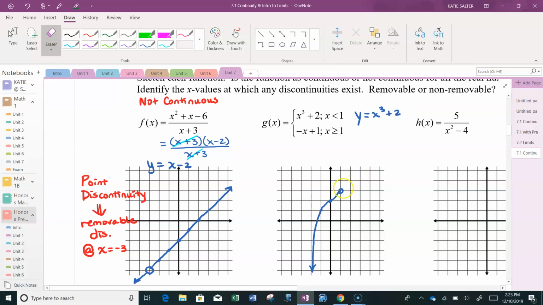So when x is equal to 1, we're going to put an open hole because we only want to graph it for when x is less than 1. Sorry, I just said equal to. Only when x is less than 1.